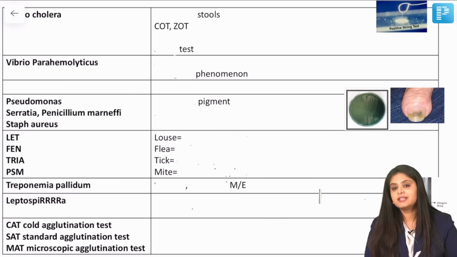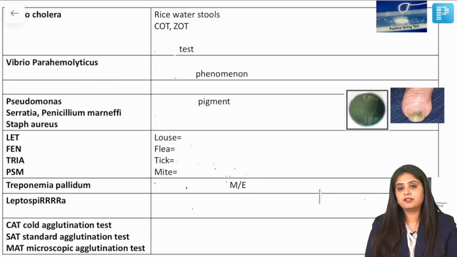Moving on to the third and the last slide for bacteriology, Vibrio cholerae. As soon as I say cholera, you know I'm dealing with rice water stools, and as soon as I say cholera, you say CTX. The name of the toxin is cholera toxin, common sense. There's another toxin called zona occludens toxin. Both of these I have taught you in the LRR.